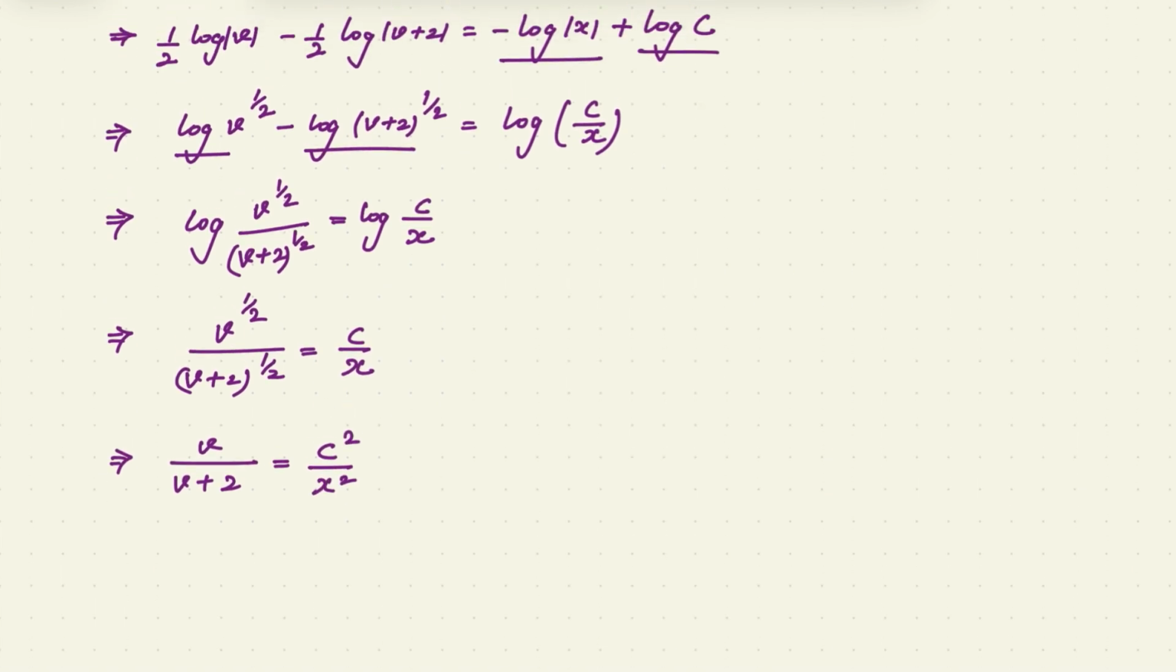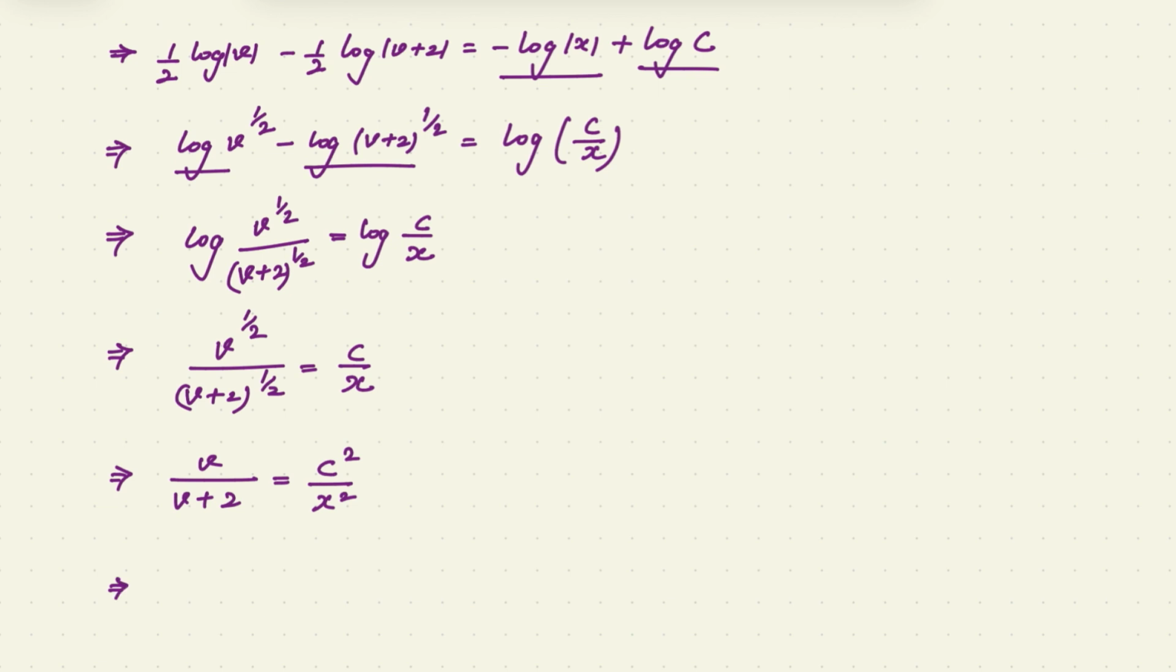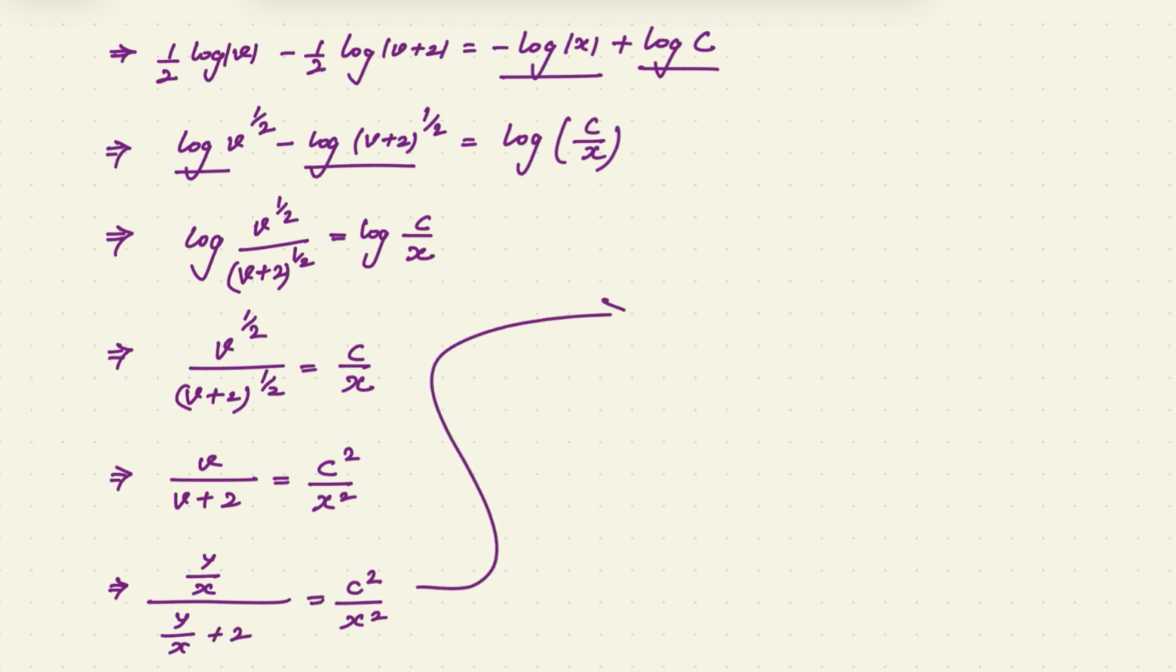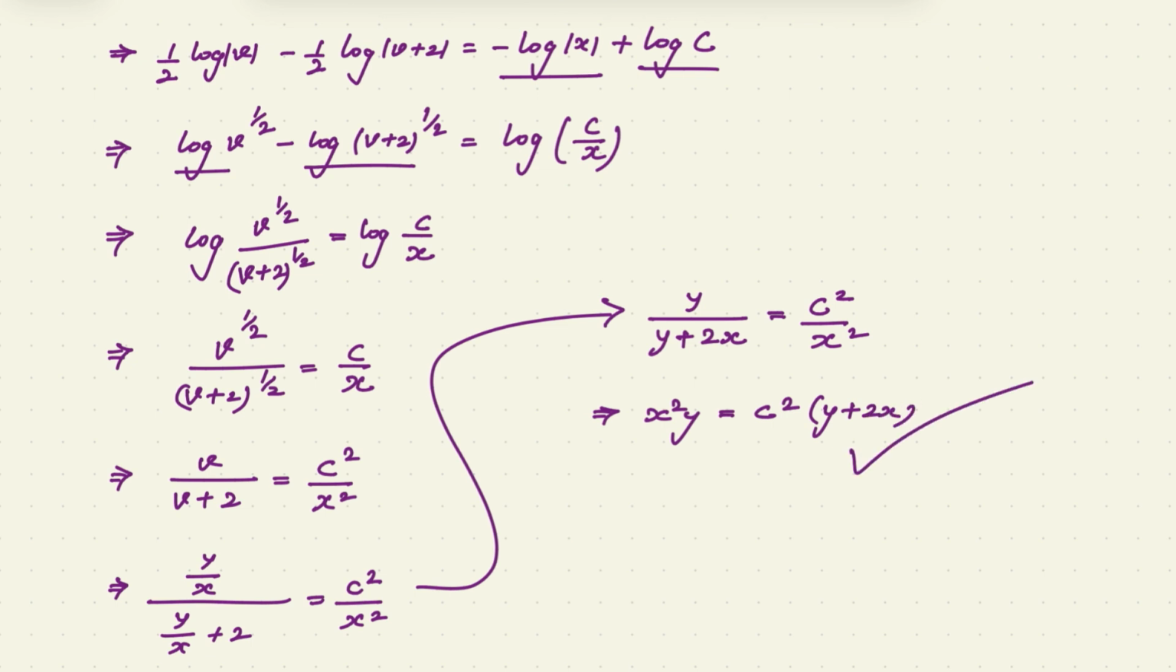Now let us put back the value of v, that is y over x. So we will have (y by x) divided by (y by x plus 2) equals c square by x square. Simplifying, we will have y in the numerator, and in the denominator we will have y plus 2x, equals c square over x square. So on cross multiplying, we will have x square y equals c square into (y plus 2x). So this is the required solution for the given homogeneous differential equation.